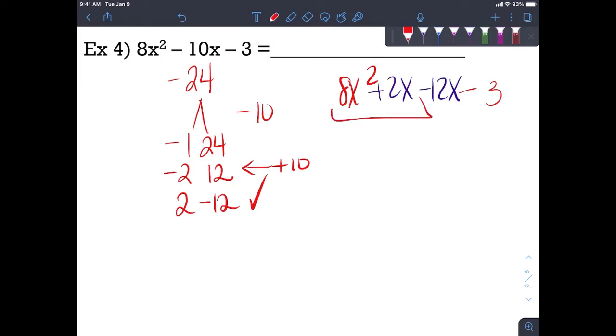Now I'm going to factor from just the first one. Factor from just the second one.